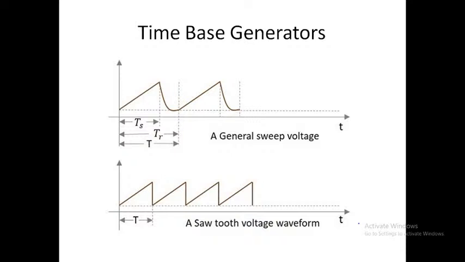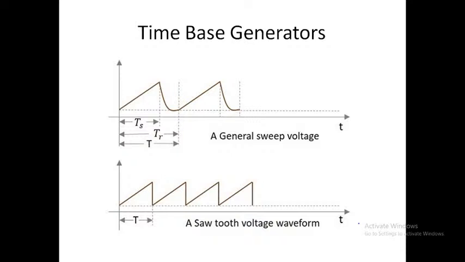So here is the general waveform of the time-based generators. Here you can see in the first, a general sweep voltage diagram, there is a rising waveform and it is termed as TS, that is sweep time. TS is nothing but a sweep time, and you can see after that the voltage or the waveform decreases gradually, not in a linear manner.